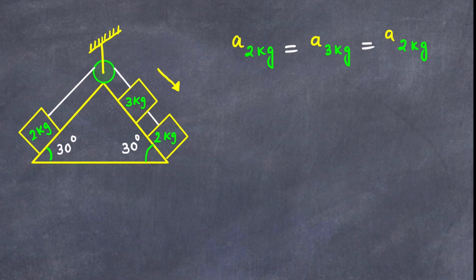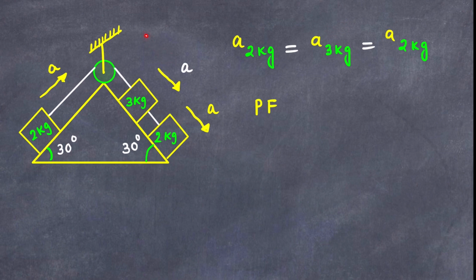Now let us suppose the downward acceleration of the 3 kg block is a. That means the downward acceleration of the 2 kg block will also be a. Why? Because the acceleration of the 3 kg block is equal to the acceleration of the 2 kg block. And the upward acceleration of the 2 kg block on this side will also be a, because the acceleration of the 2 kg block is equal to that of the 3 kg block.